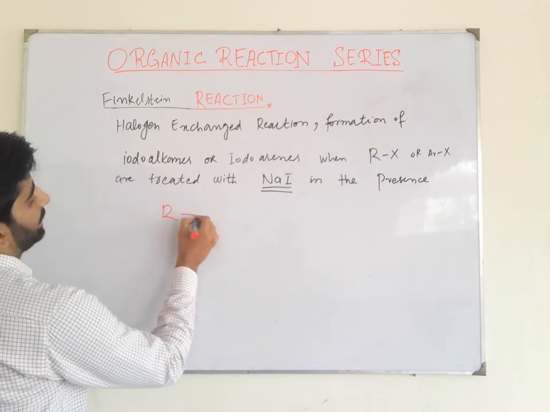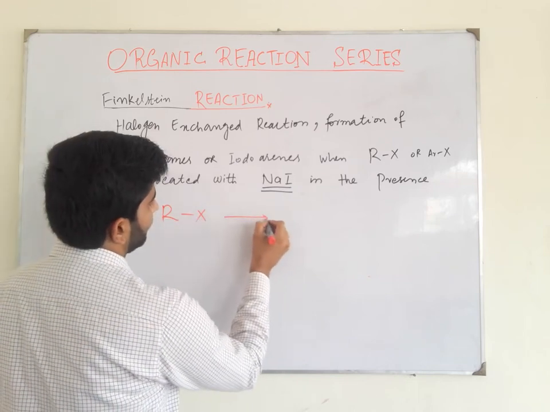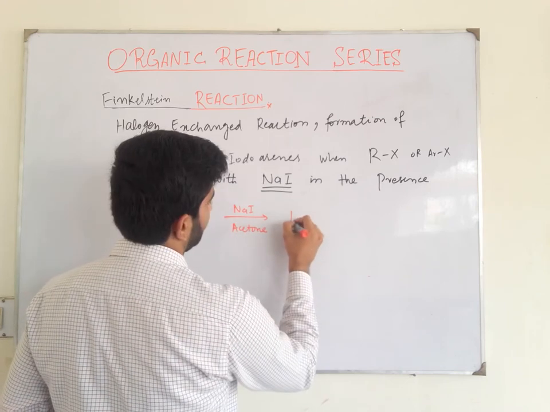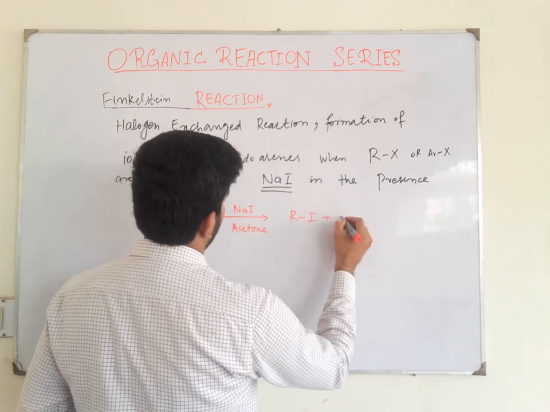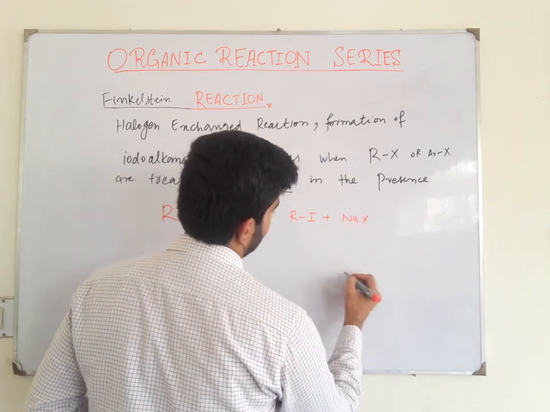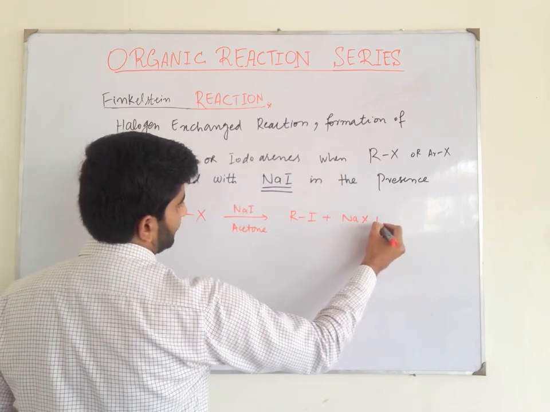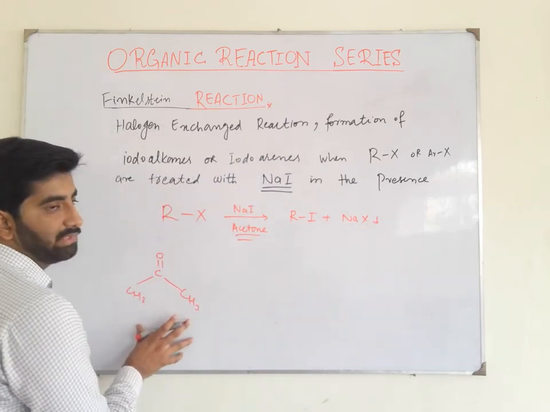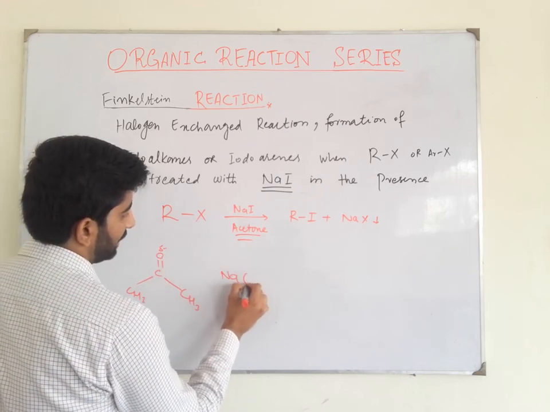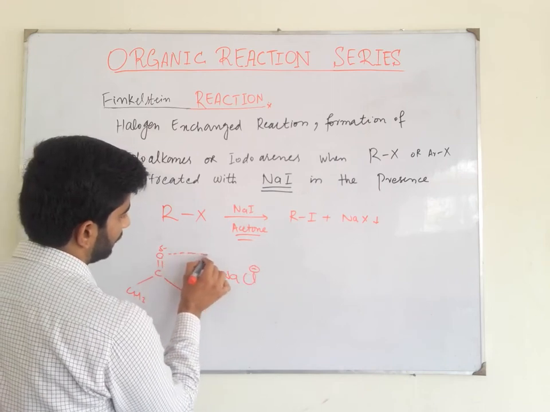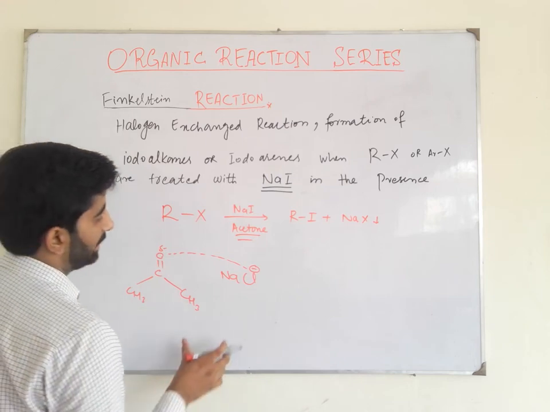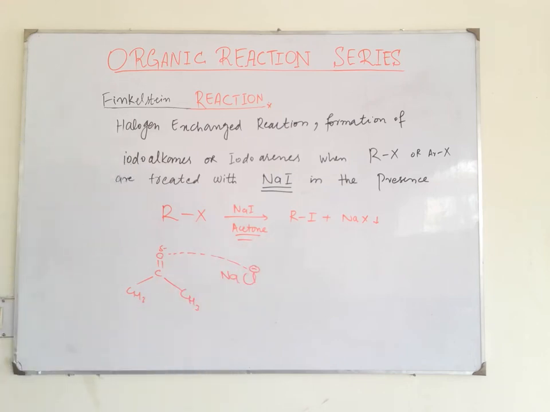So we have an alkyl halide. The reaction takes place in the presence of sodium iodide and acetone. There is formation of alkyl iodide and sodium halide precipitates. Why do we use acetone in this reaction? Because there is a repulsion between the chloride ion and the negatively charged oxygen of the acetone. That's why we use acetone in the Finkelstein reaction.